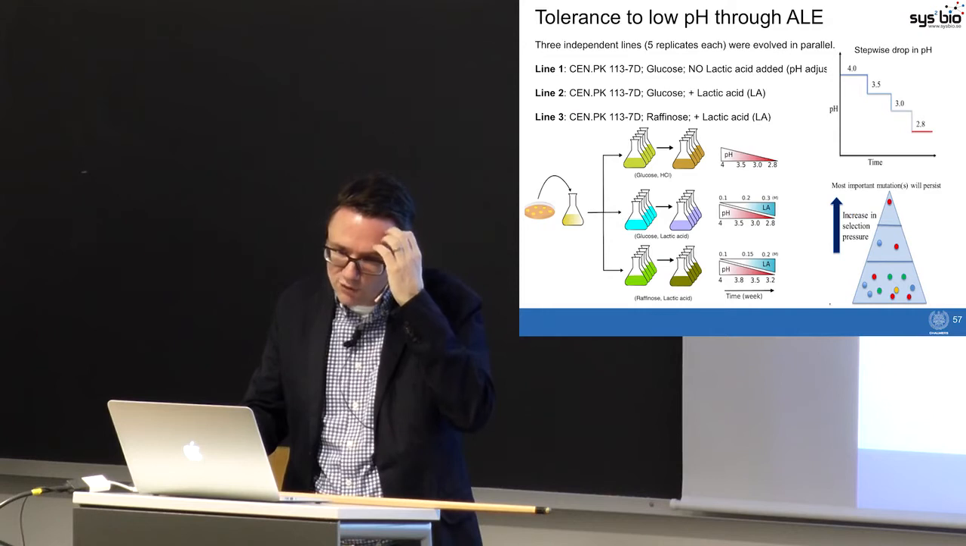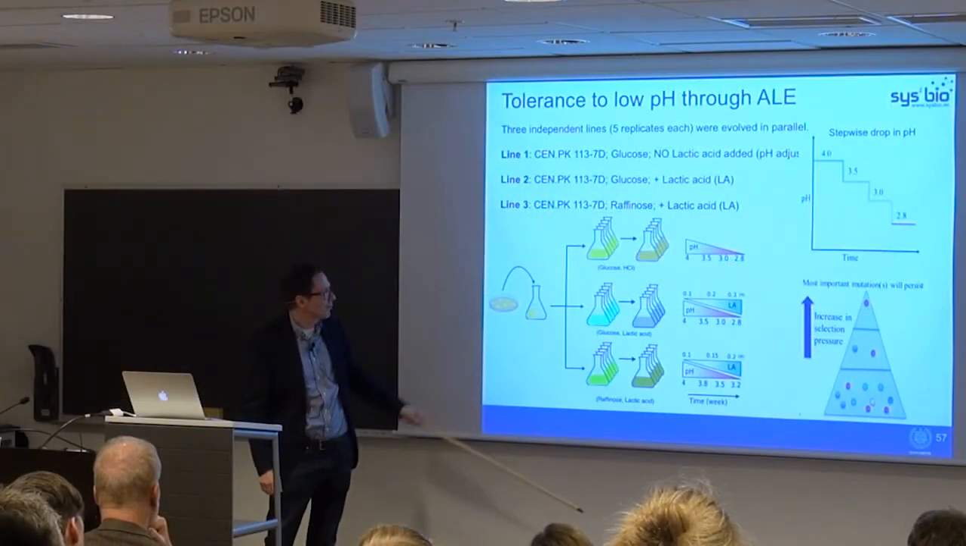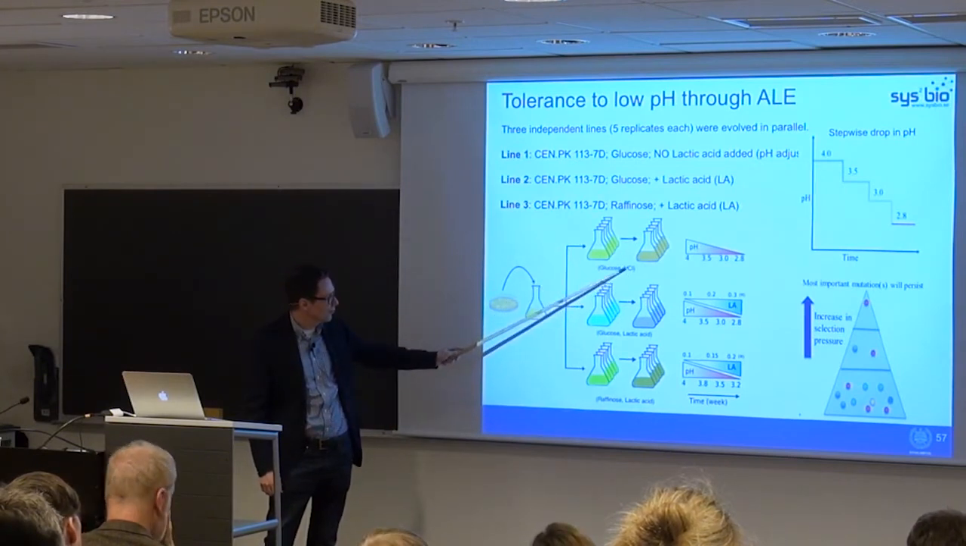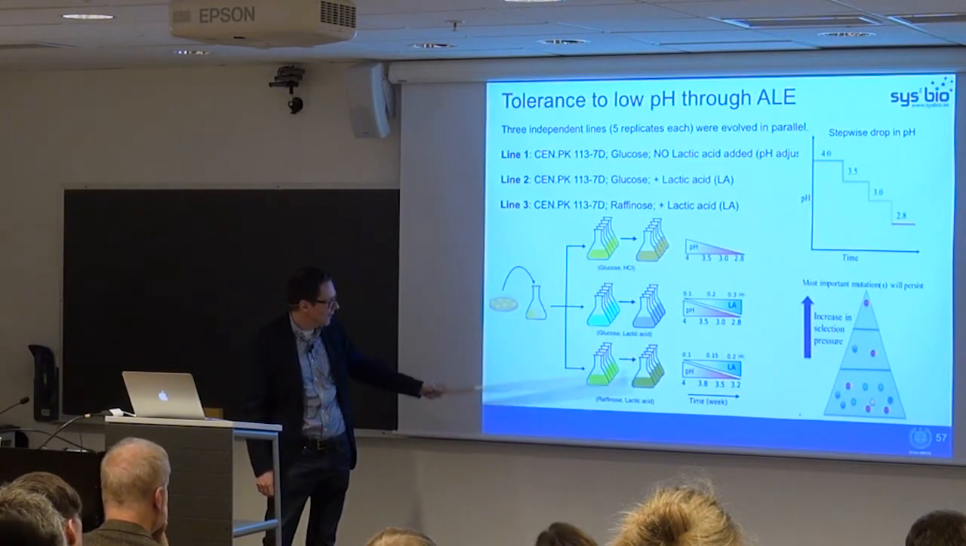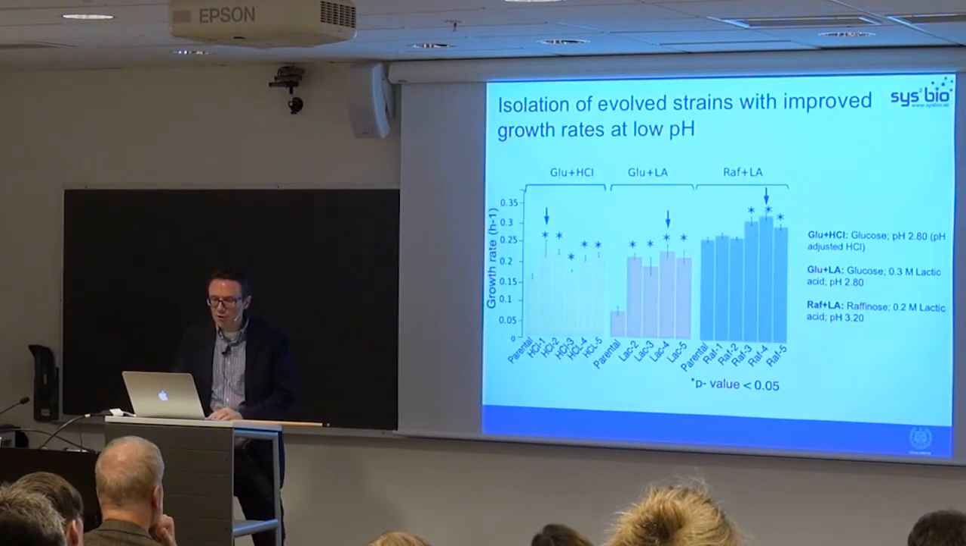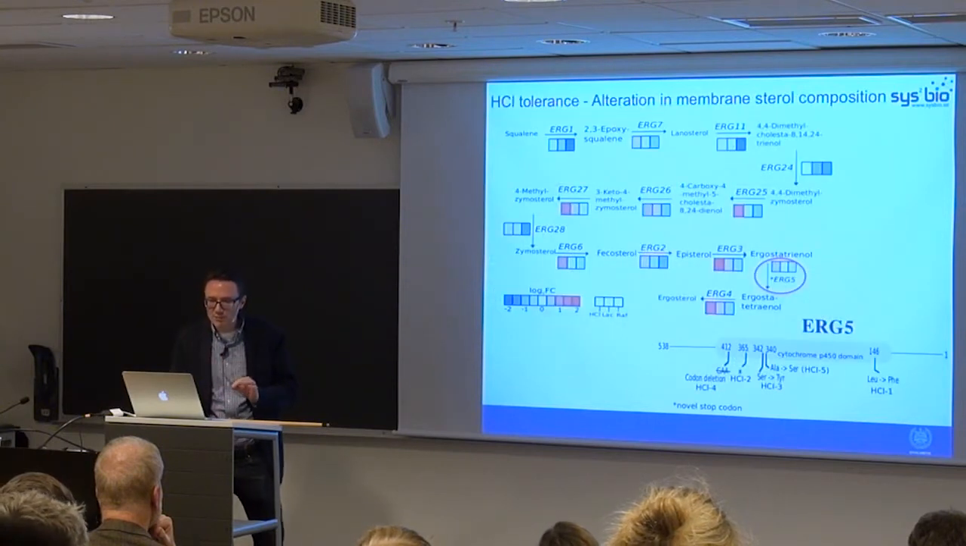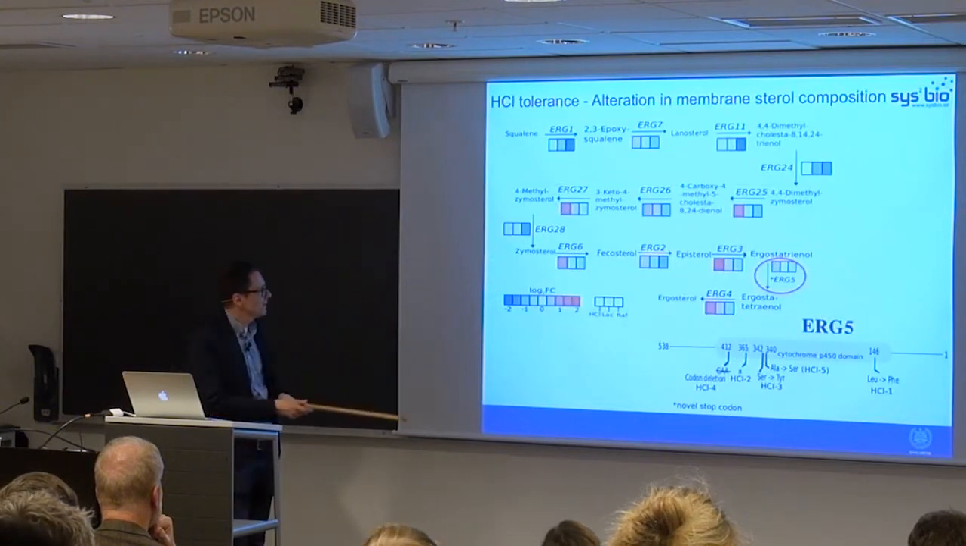We were also looking into tolerance to low pH through adaptive laboratory evolution. This was a little bit more complicated. We did both an inorganic acid, but also an organic acid, but also only at respiratory conditions. In all cases, we could pick up again clones that have improved phenotypes. We did sequencing, but we also did transcription analysis.